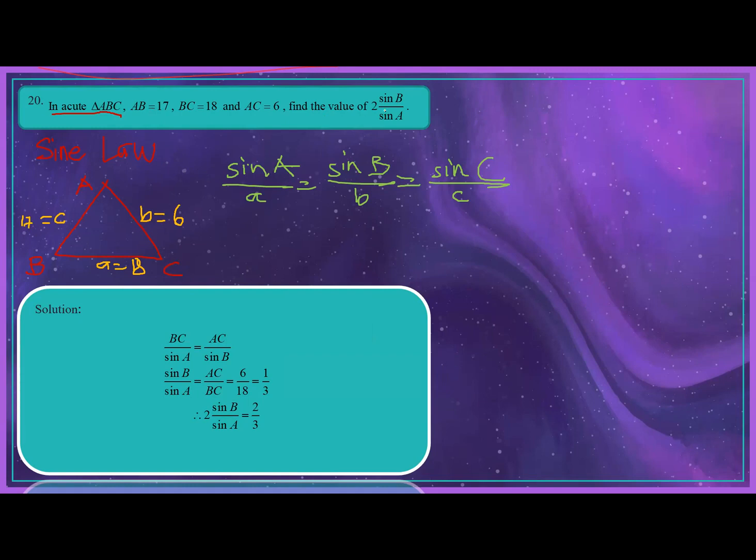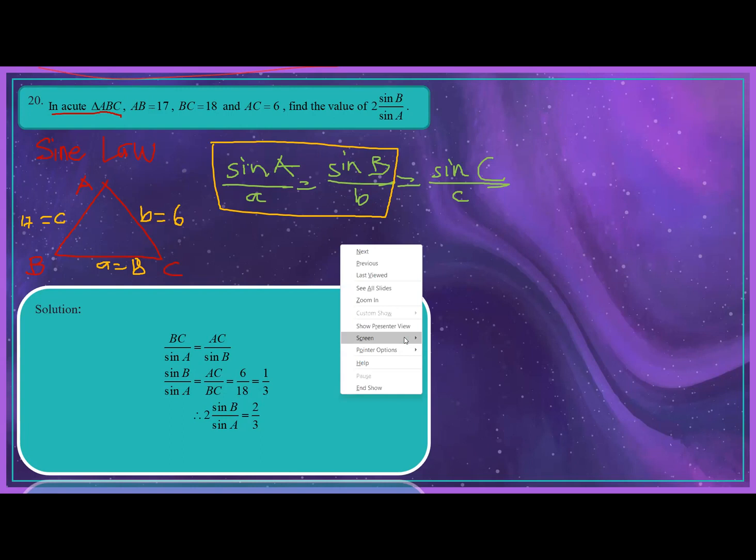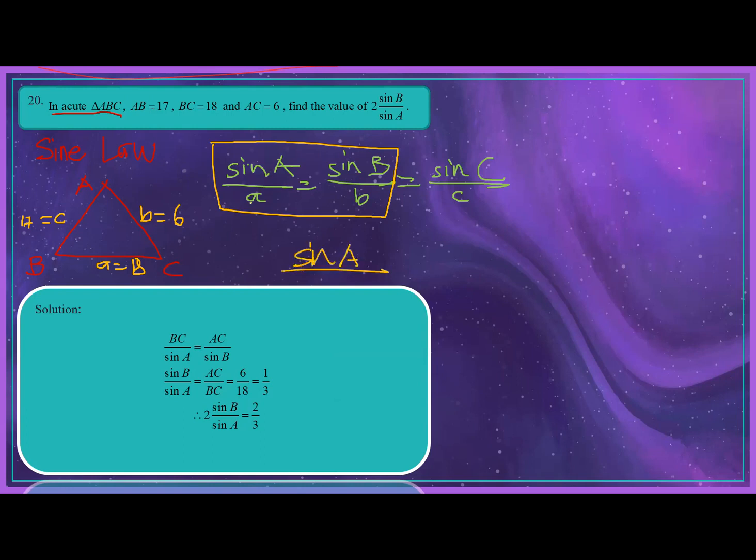Right? So now we need to find 2 sine B over sine A. So it means we need to use this equation: sine A over small a equals sine B over small b. Let's just substitute. Small a is 18, right? And small b is 6. So this means we have sine A over sine B is equivalent to 18 over 6, correct?